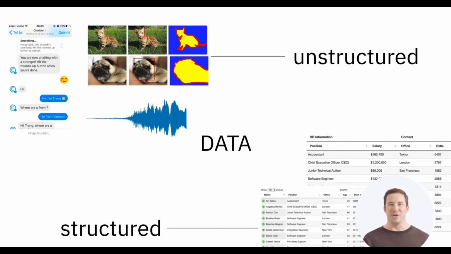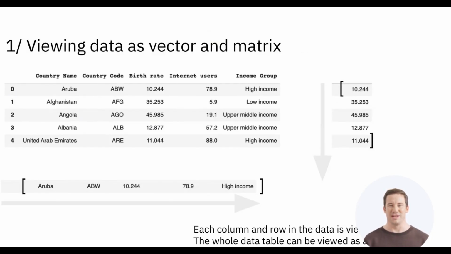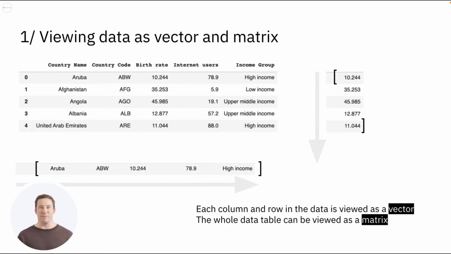Then how will the computer handle these things? Now we will talk about data in the language of the computer. The computer will view your data using vectors and matrices. So now when we start learning how to use Python to work with data, we will no longer look at data in the form of tables in the database, but rather look at these data in the form of vectors and matrices.